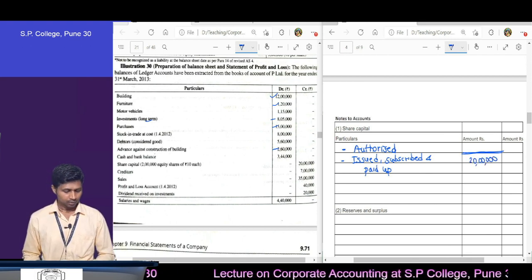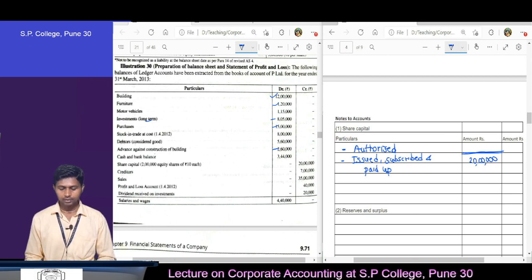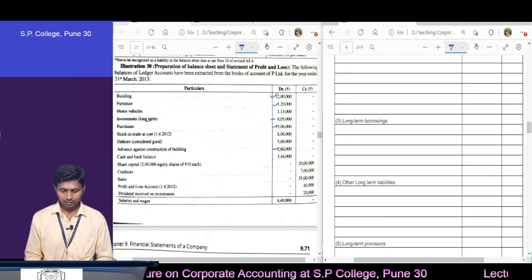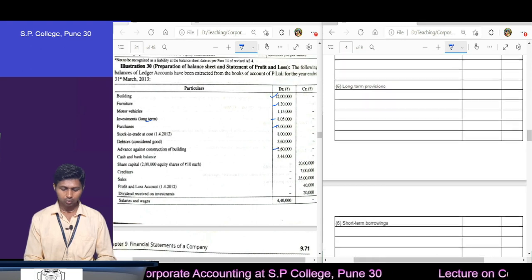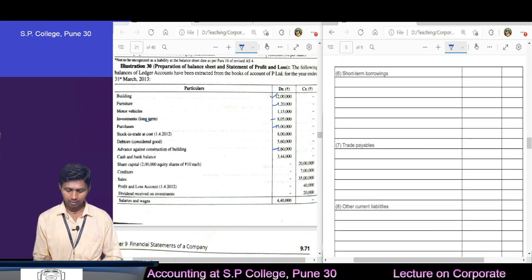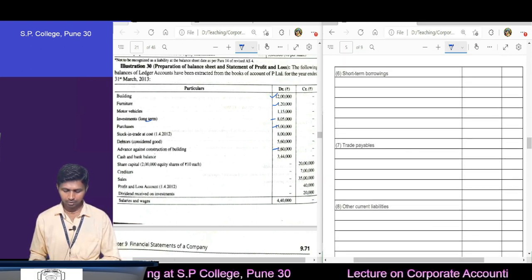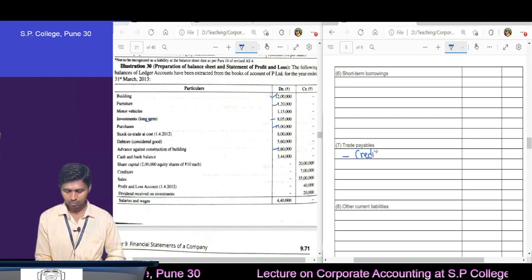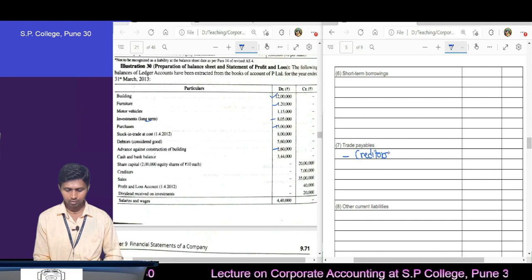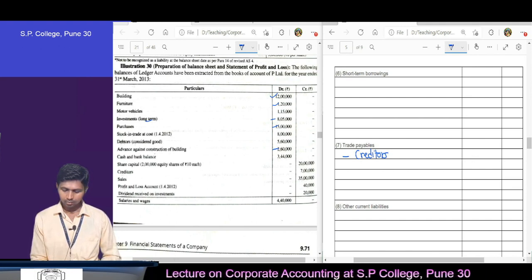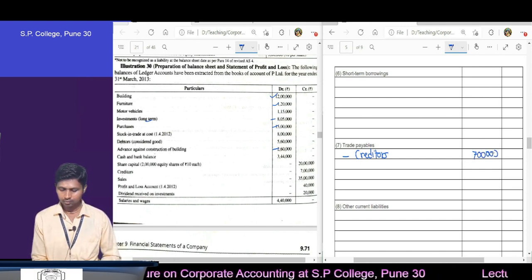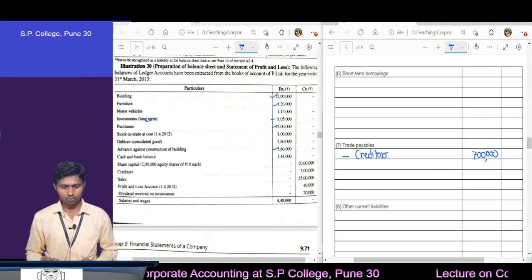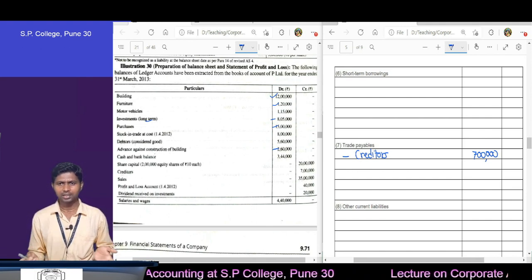Written. Now next, creditors. Like debtors, the creditors' name has also changed and the new name is trade payable. Therefore write trade payable here, in place of creditors. Amount of creditors, 7 lakhs. Understood, no? 7 lakh rupees. It's very easy. Why you are taking tension, I don't know.